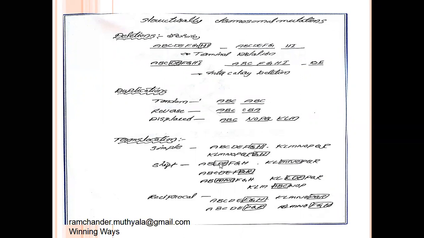Here are the middle genes. C, D, E are the middle genes from one chromosome, and M, N, O are the middle genes from the other chromosome. These middle genes are mutually exchanged between the two chromosomes. By this shift translocation, the chromosome size will be the same. The chromosome size cannot be changed, but the genetic material is rearranged on the chromosome.